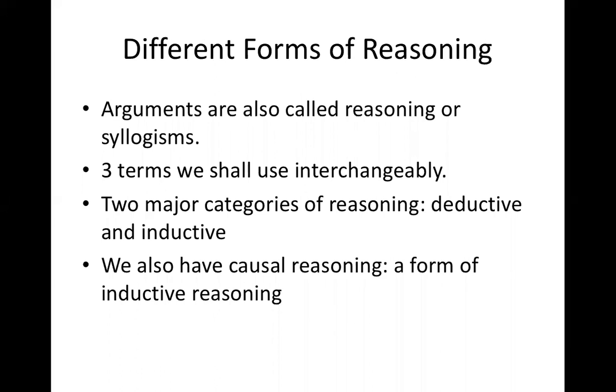Now, arguments are also called reasoning. For the purpose of this course, we regard arguments as processes of reasoning. And to argue is also to reason. And then we also call arguments syllogisms. So we're using the three terms interchangeably. Now, the two major categories of reasoning are deductive and inductive. We also have causal reasoning, but that's a form of inductive reasoning.